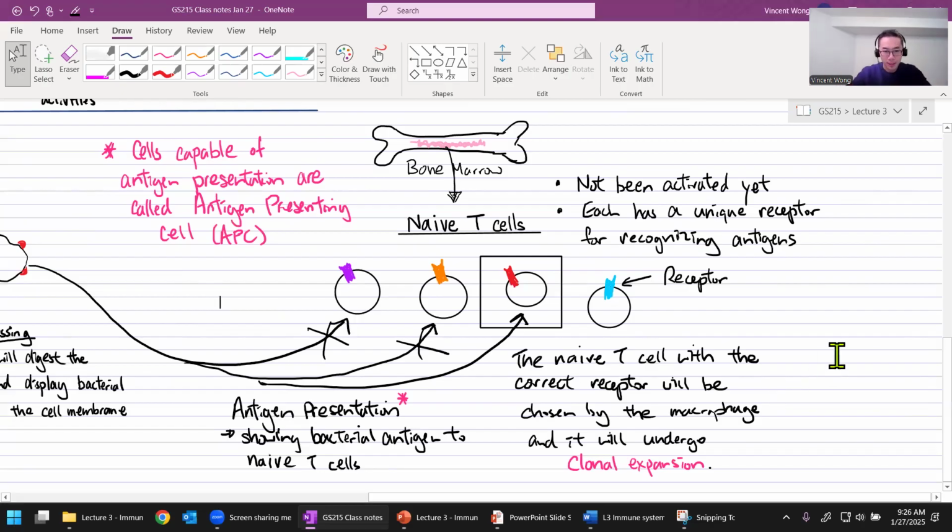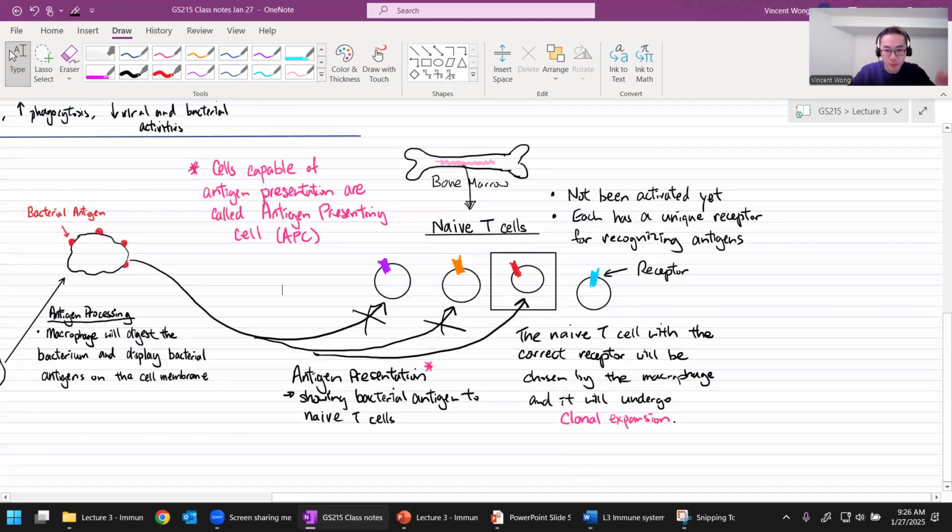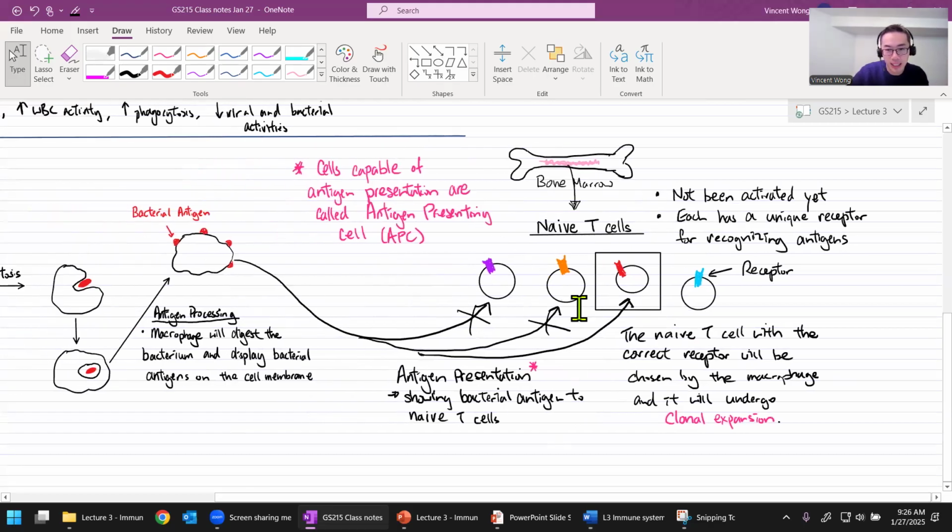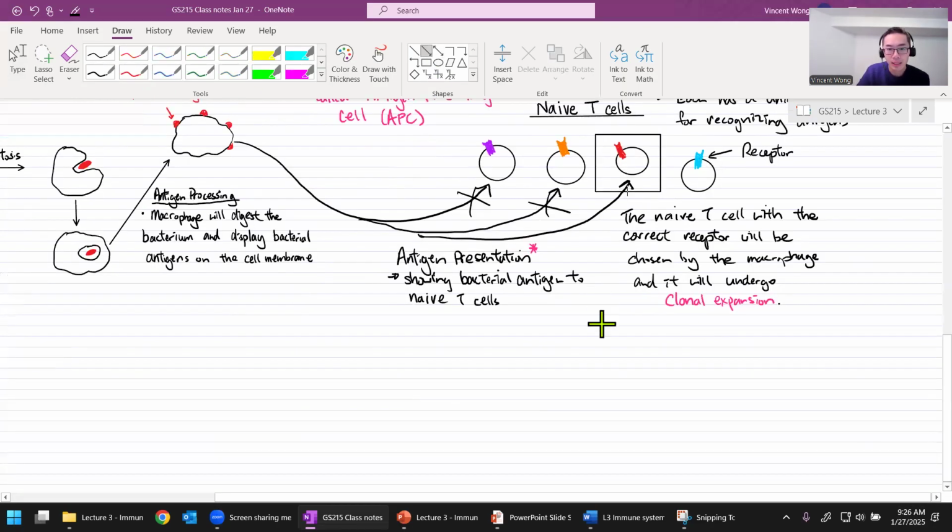All right. What's going to happen to our chosen one? Our naive T cells with the correct receptor? It's going to undergo clonal expansion. Clonal expansion. So this is what's going to happen. This is going to be selected.